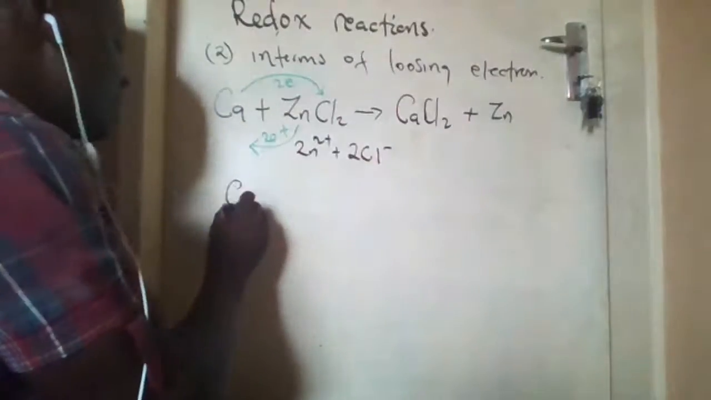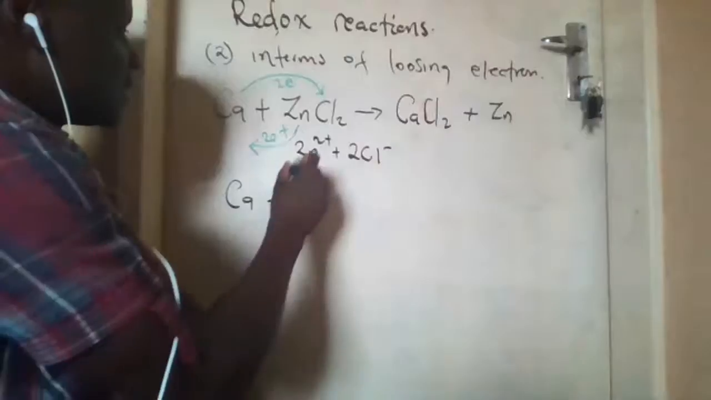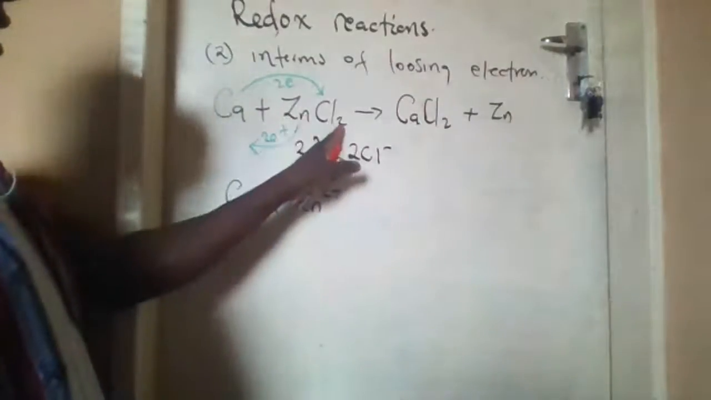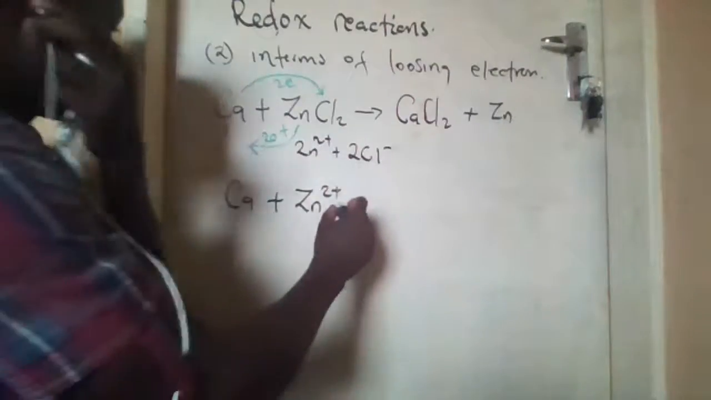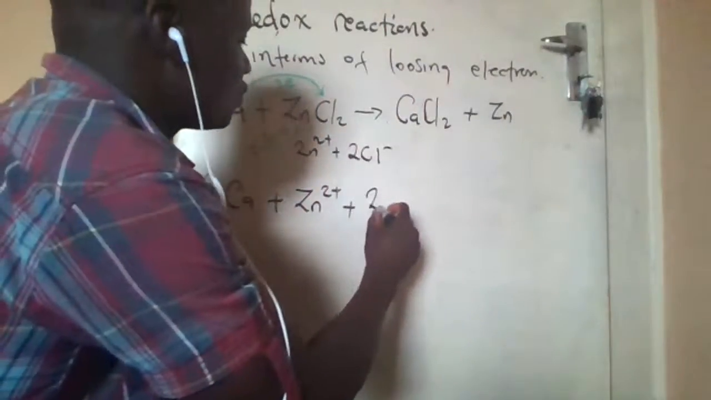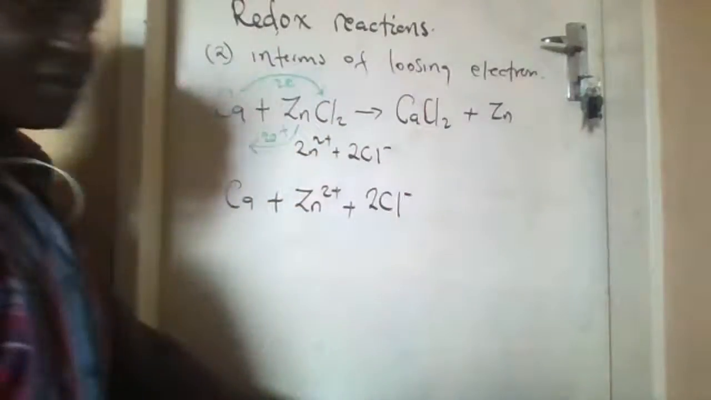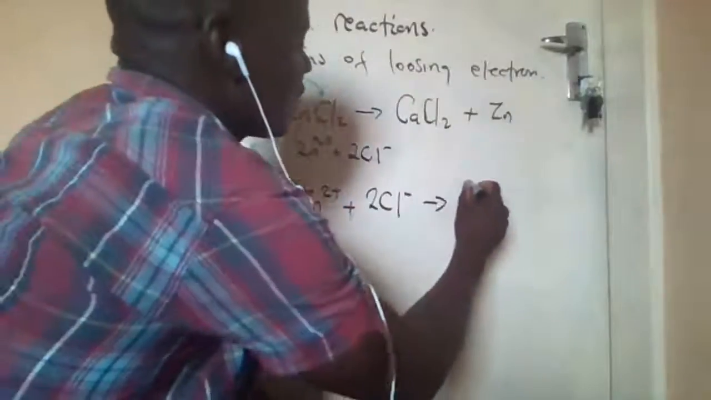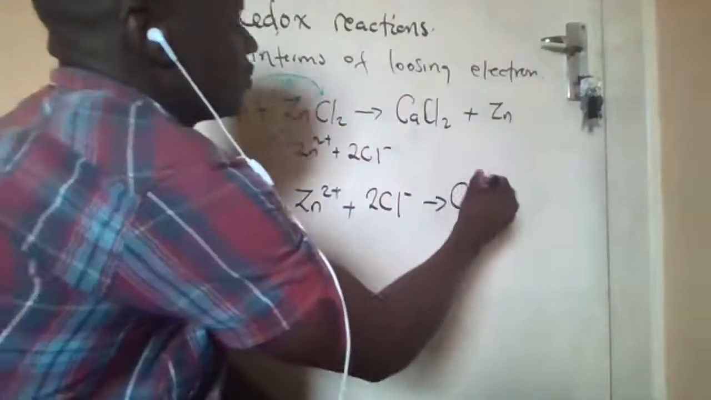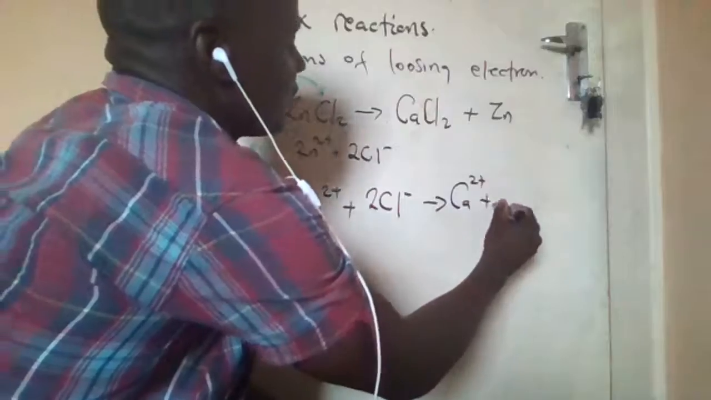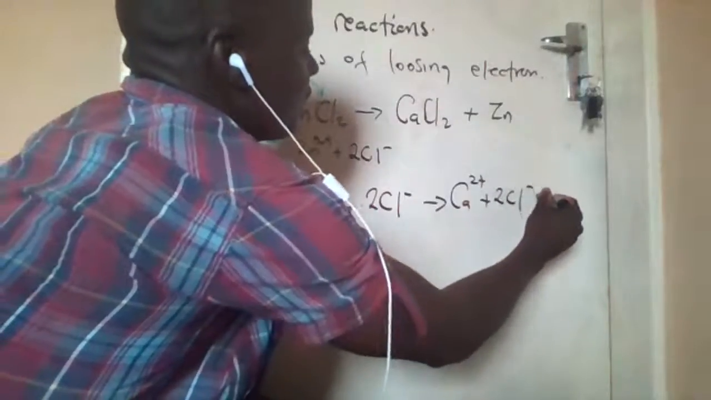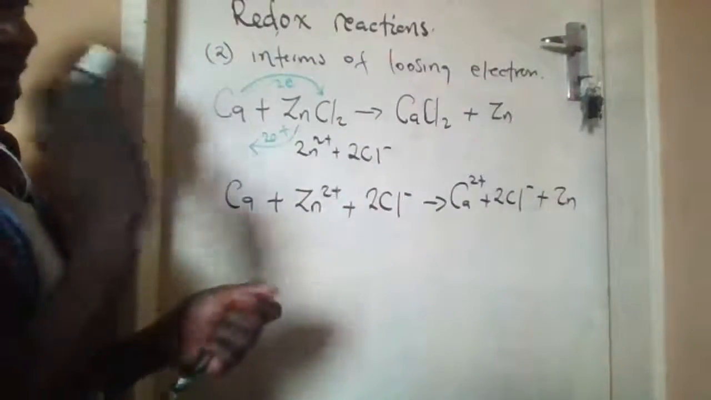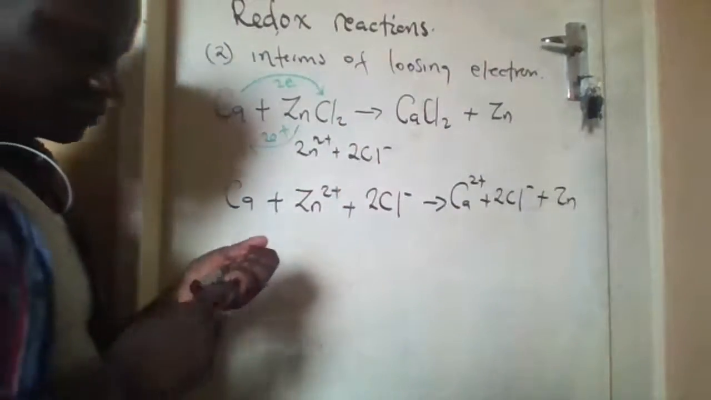So we're going to have the calcium, plus in here we have the Zn 2 plus because it is supplying the 2 plus, 2 electrons. Then plus, remember I said 2 chlorine atoms, each having a single charge. And then once this happens, we're going to have now calcium supplying the charge of 2 plus, and then plus 2 Cl minus, then plus Zn. Hope you guys are able to write this at your stage.